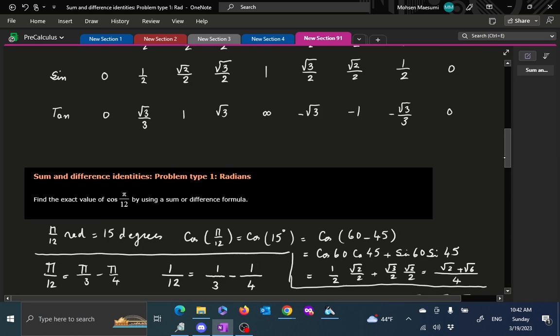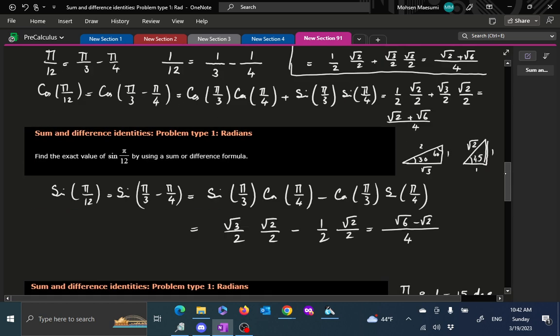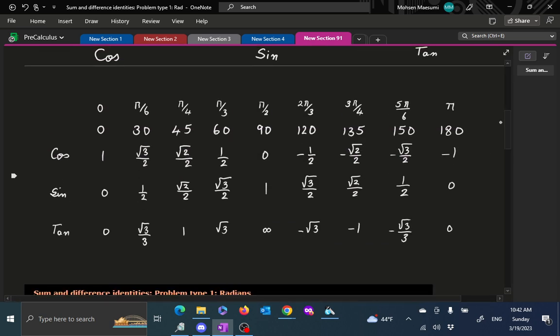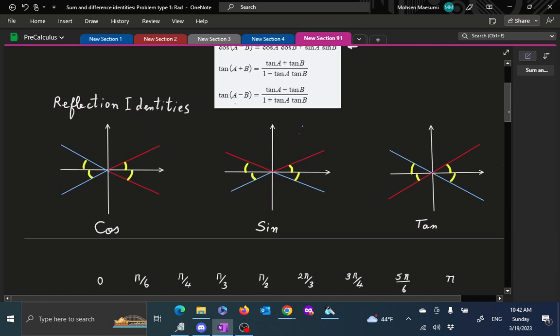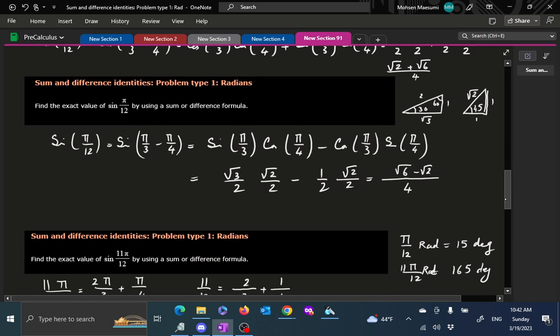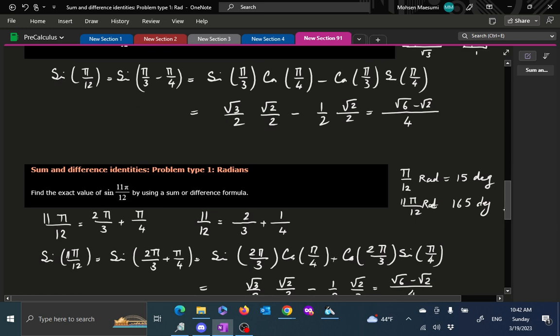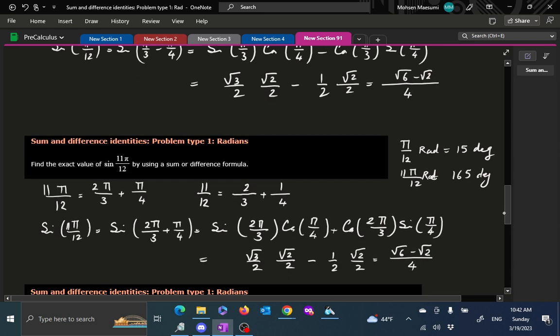Okay, so cosine of 2 pi third, either you come to this table, or you can use reflection identities. Let's just go ahead, apply that reflection identity for answering this case. Where were we? Cosine of 2 pi third.